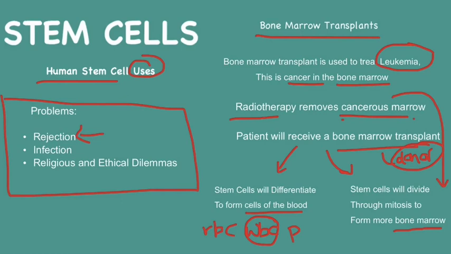Then obviously with any sort of transplant, we face the problem of infection. So if we've got a substance coming from one body to another, so from the donor to our patient, it could cause infections. And finally, we face some religious and ethical dilemmas. So certain religious groups are completely opposed to having transplants or removing anything from the body. So we have some dilemmas when facing that.